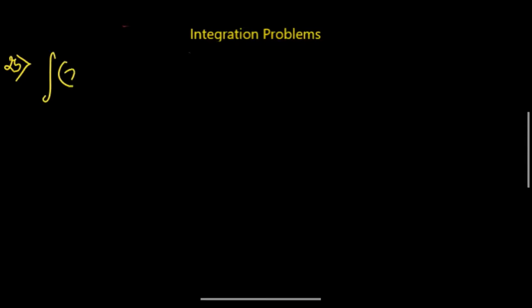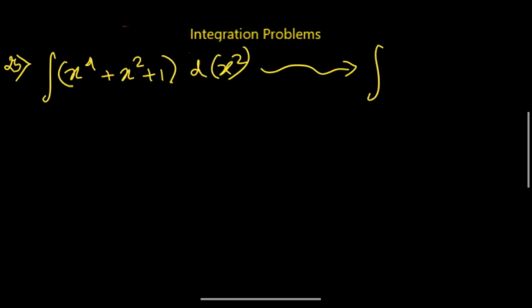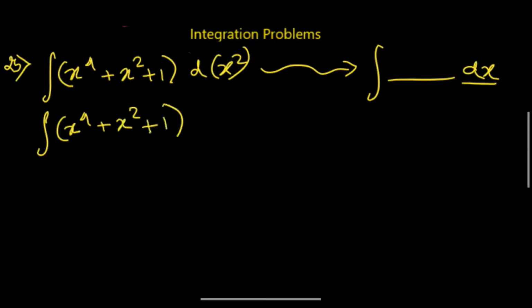Integration of x to the power 4 plus x square plus 1, d(x square). This is a very special type of sum, where in normal sums we are given integration, some term and then dx, but here we are given d in bracket x square. So we can write x to the power 4 plus x square plus 1. We can directly differentiate it as 2x dx.